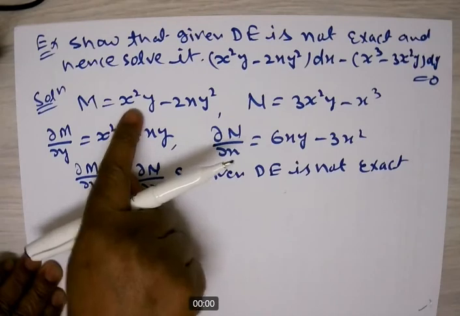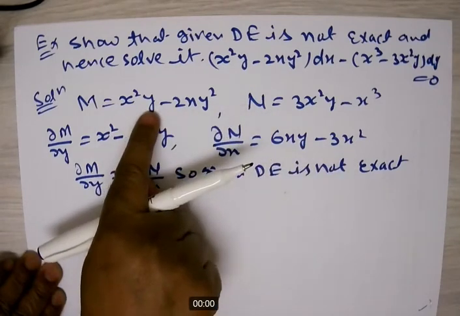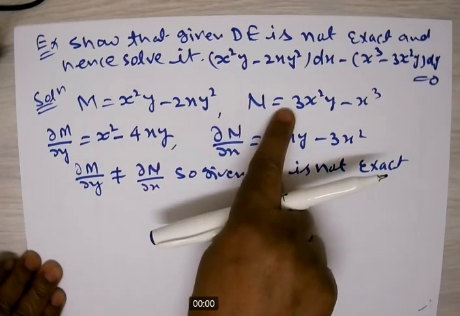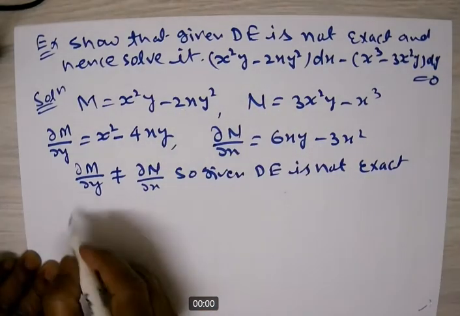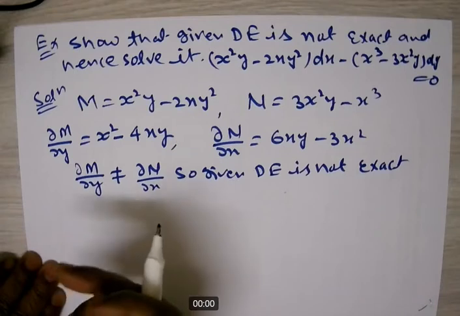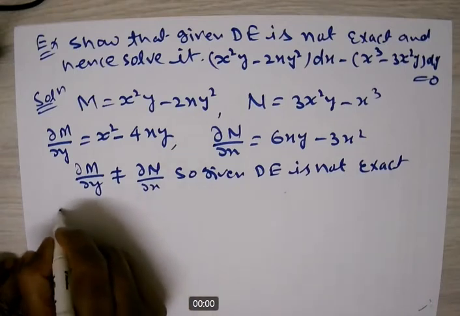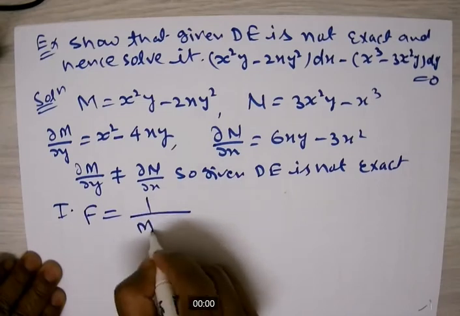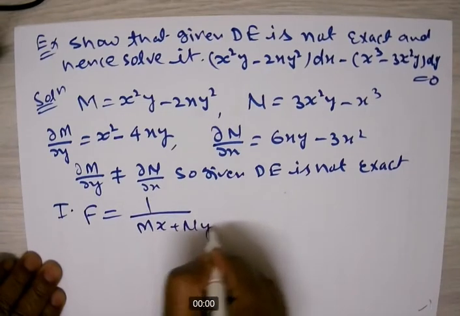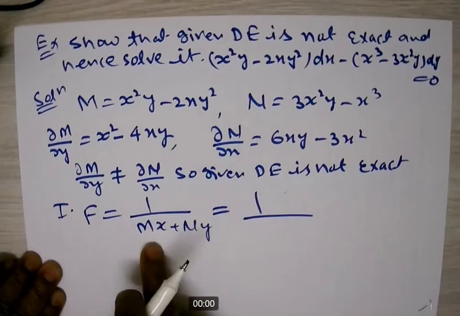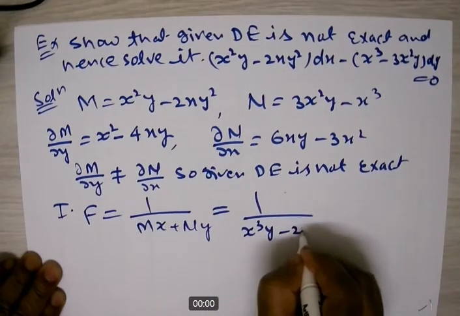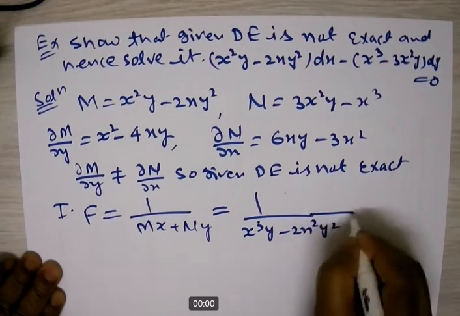It means that M and N, which are functions of x, y, are homogeneous. So for reducing this differential equation to the exact form, we need to write the integrating factor. What is that? 1 over Mx plus Ny. This is the rule. Write that Mx, M means here x cubed y minus 2x squared y, plus Ny.